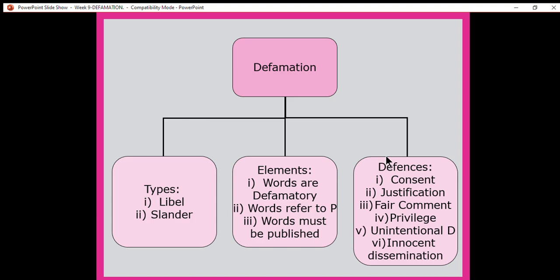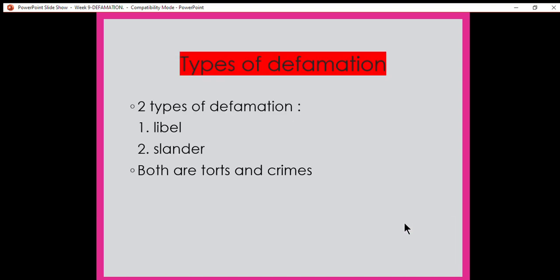And there are several defenses available to the defendants. First is consent, justification, fair comment, privilege, unintentional defamation, innocent dissemination, or innocent publication.